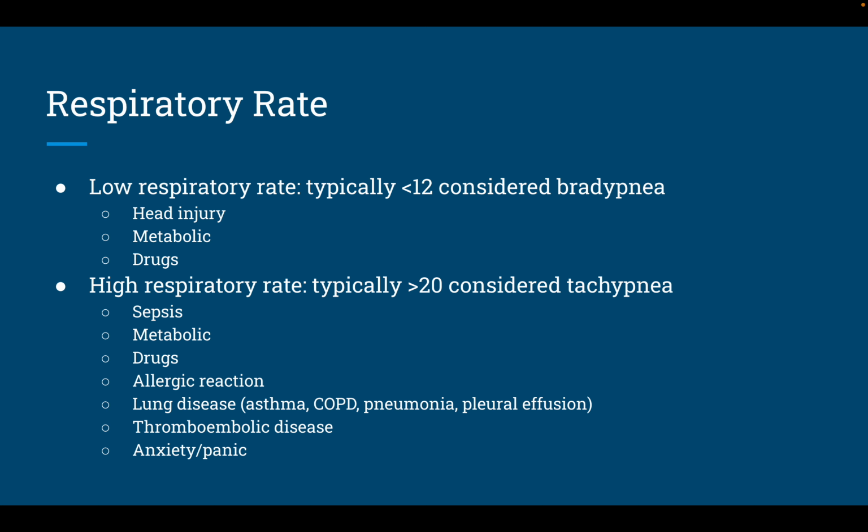A primary issue with the lungs, either an obstructive process like asthma, COPD, or sometimes a process like pneumonia or pleural effusion, where you have fluid and it's making it hard to get oxygen across the membranes in the lung, might make somebody have to breathe faster to be able to get that oxygen up in the blood. And then you have thromboembolic disease, again, things like pulmonary embolism, and other psychogenic causes like anxiety or panic can also increase the respiratory rate.